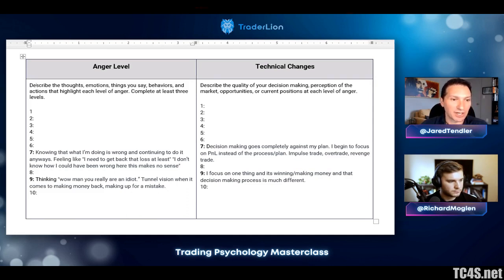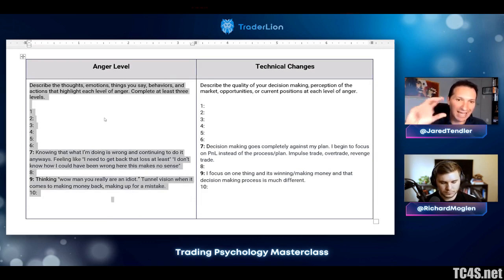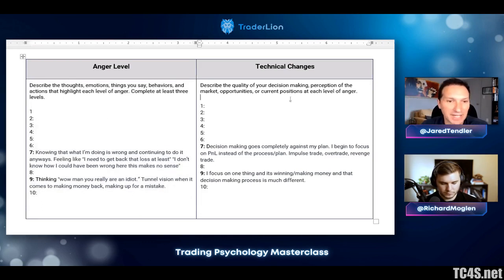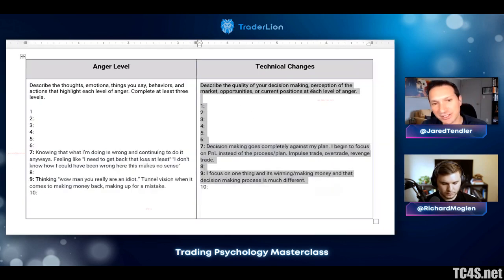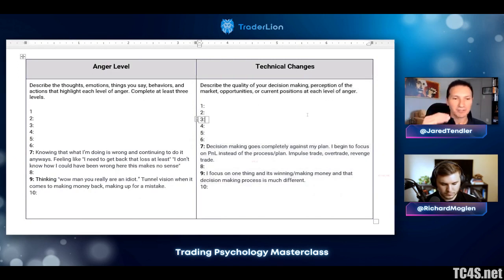So what you can see here on the left side, right? All of this is where we put the thoughts, the emotions, the actions, the behaviors. And then on the technical side, we're just trying to segment it out by looking at the specific changes in your decision-making, your perception of the market, your opportunities, current positions, et cetera, at each level of anger. And the reason I've done this is because as we start to get deeper into the correcting strategy here, it just becomes a bit easier to try to change your decision-making process as well as change your emotional state, right? So having them separate makes it a little bit easier to do that.